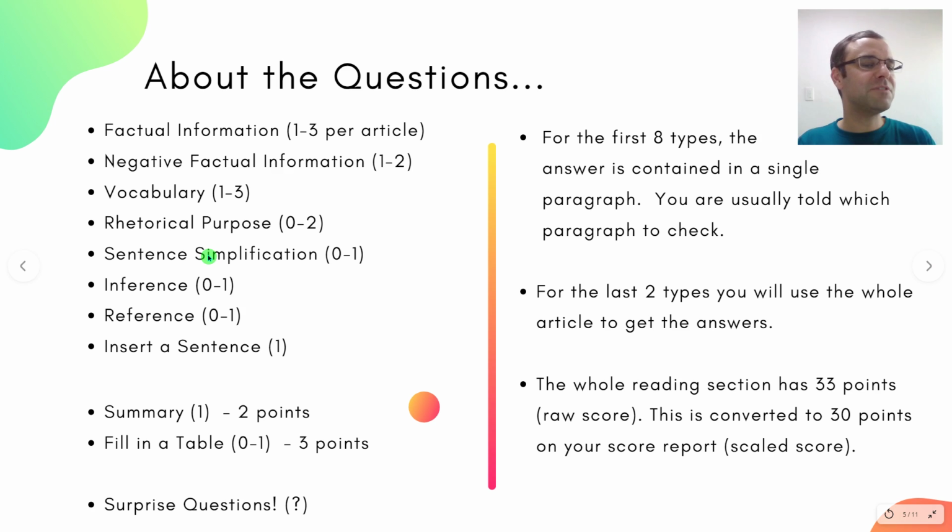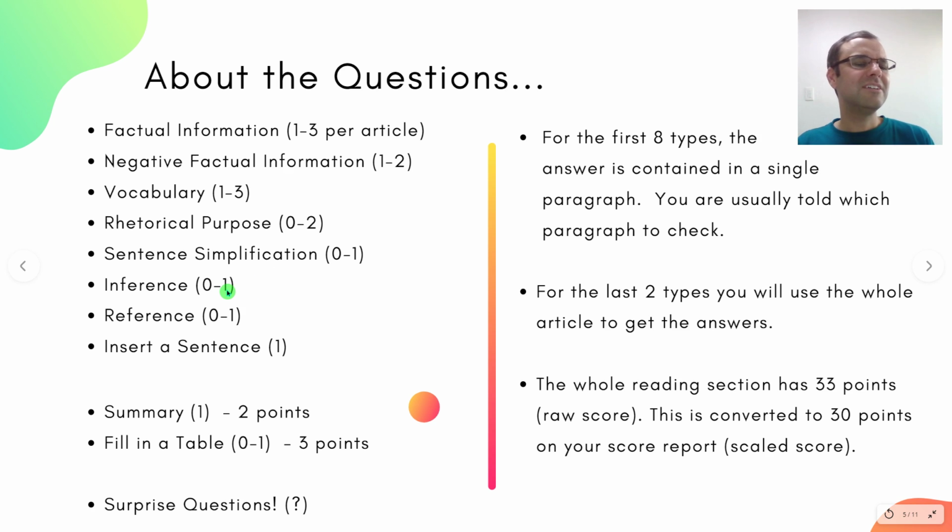The sentence simplification type, again, is fairly uncommon. You might only get one of them on the test or none. In this type, you're given a sentence from the article, and you have to pick another sentence which basically says the same thing. This is pretty much a paraphrasing exercise.